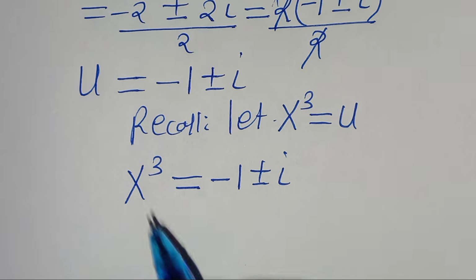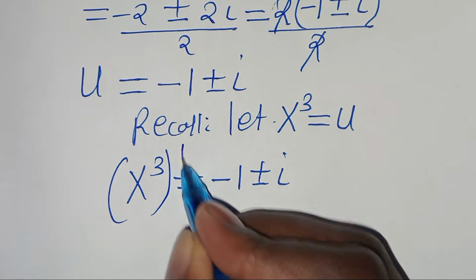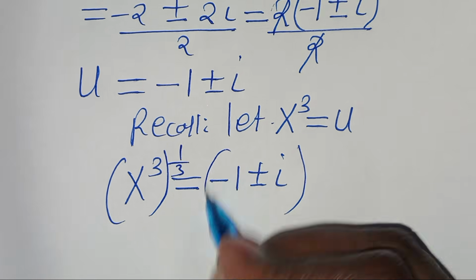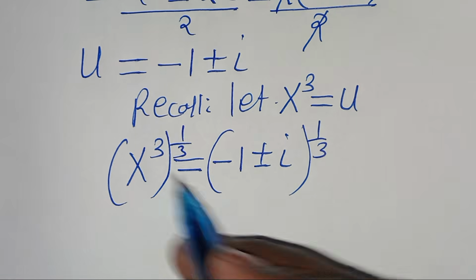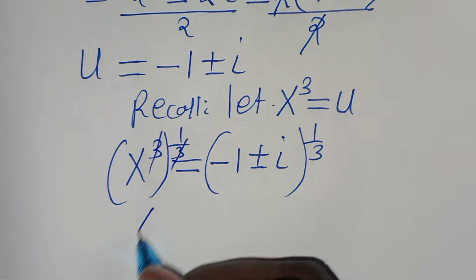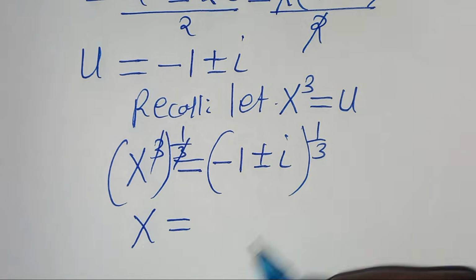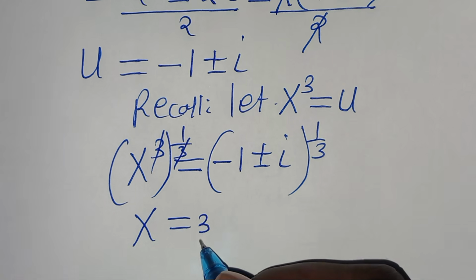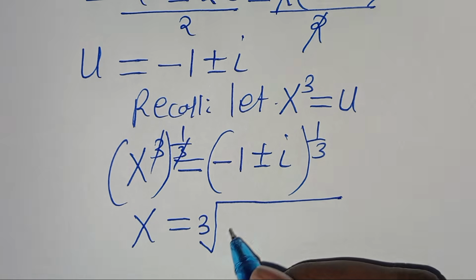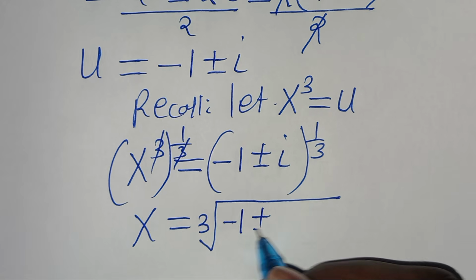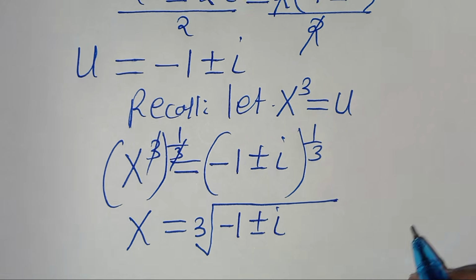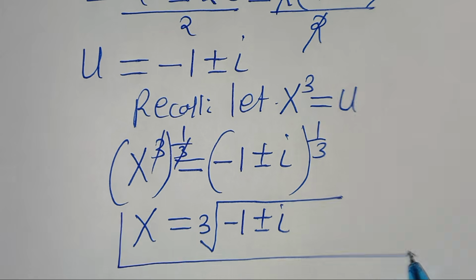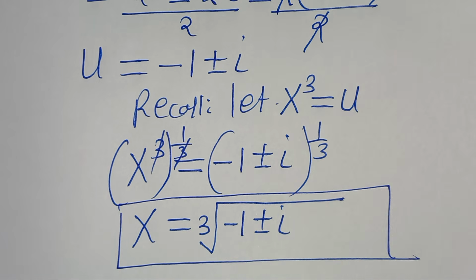Now to solve for the value of x here, let's raise to the power of 1 over 3 on both sides, so that we simplify here, and that means that x is equal to, now this is the same thing as the cube root of minus 1 plus or minus i. So this is the other values of x.